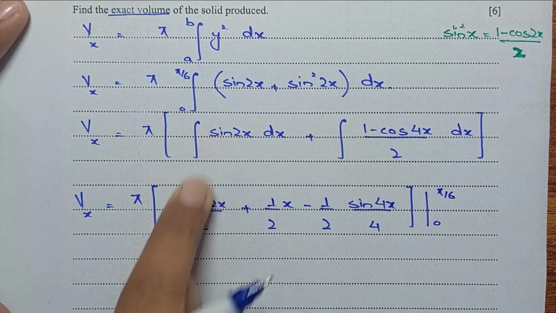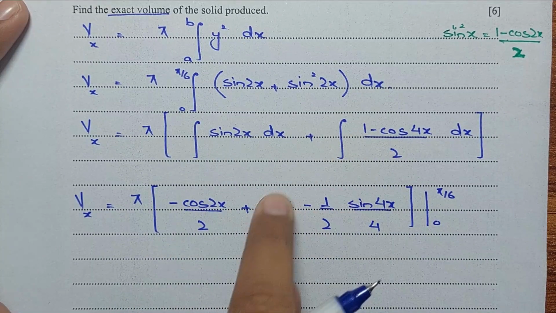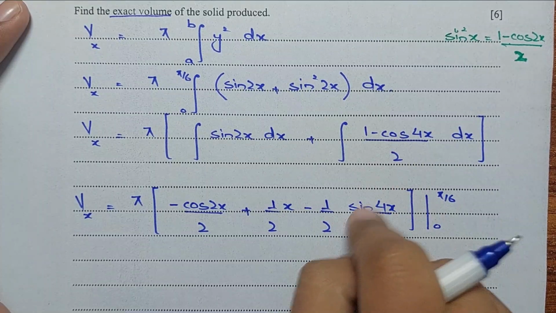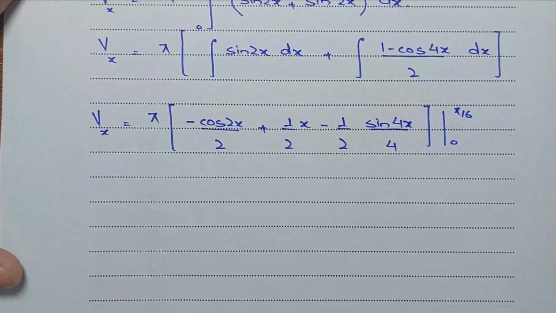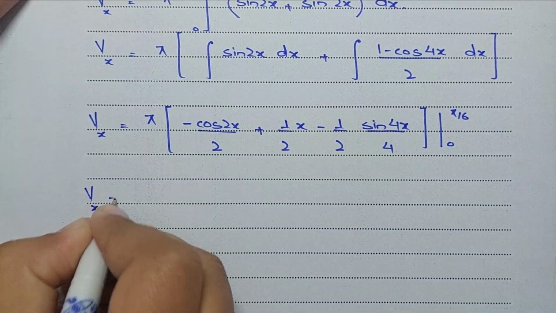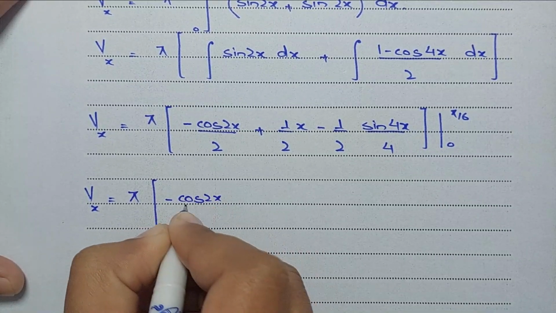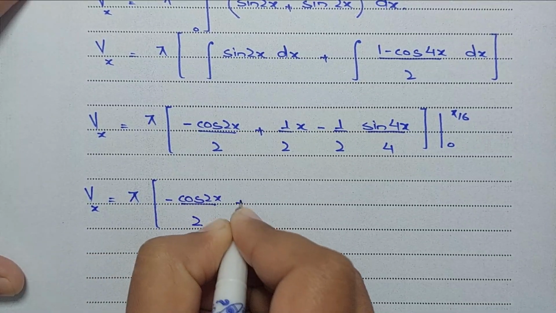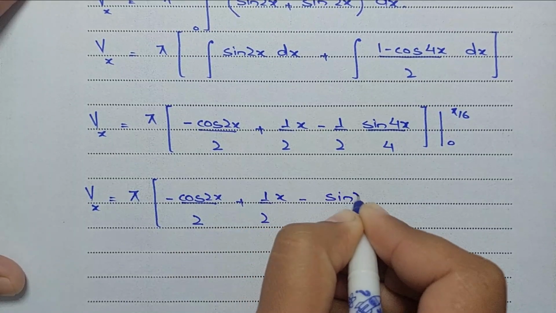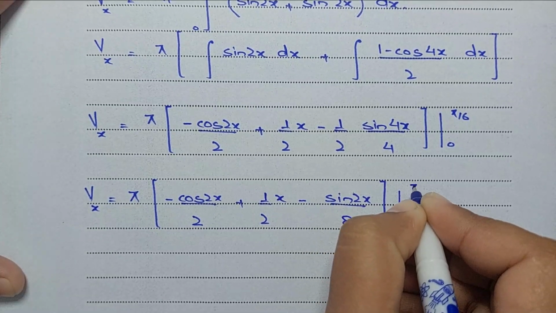Okay, the integral of sine is cos, and the derivative of 2x is 2. The integral of 1 over 2 is 1 over 2x, minus 1 by 2 is as it is. The integral of cos is sine 4x, and the derivative of 4x is just 4, right? Simplify. Volume is pi times minus cos 2x divided by 2 plus 1 over 2x minus sine 4x divided by 8, from 0 to pi by 6.